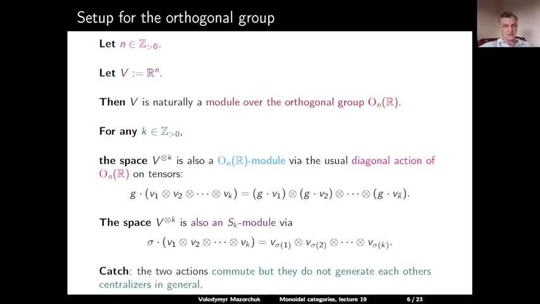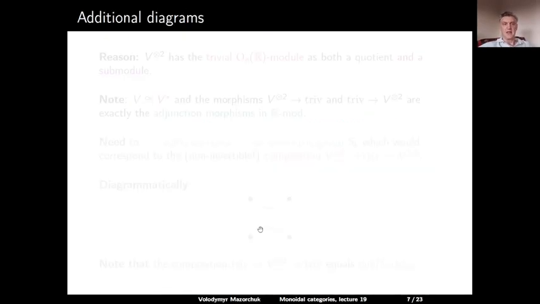The two actions, just like in the previous case, commute, but the catch is that they no longer generate each other's centralizers. Indeed, in order to generate each other's centralizers, we would need to consider here, instead of the orthogonal group, the general linear group. But now, the group which acts on V is slightly smaller, so it is natural to expect that the centralizer on the other side should be slightly bigger. So we need to add something to the symmetric group, Sk. So what exactly do we need to add?